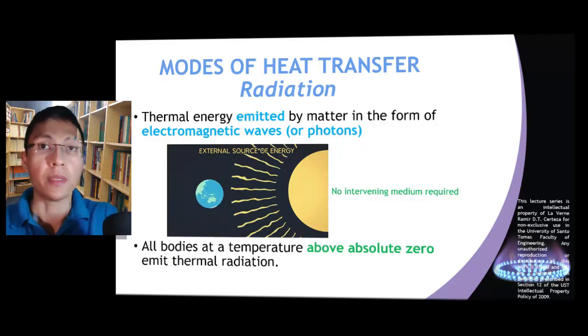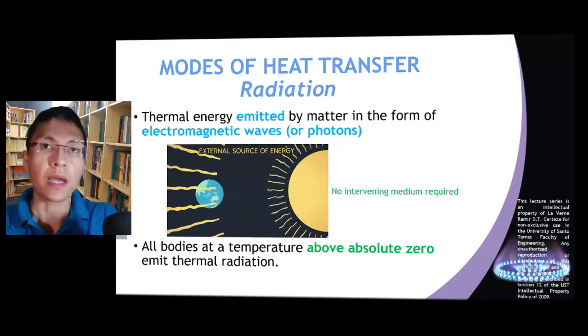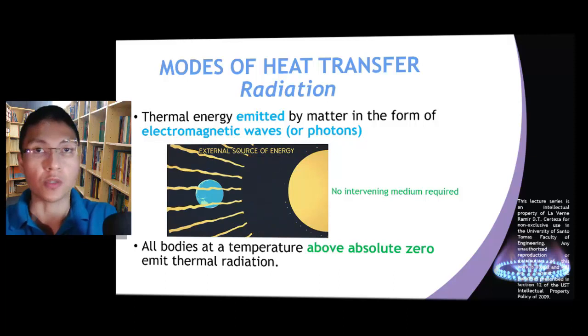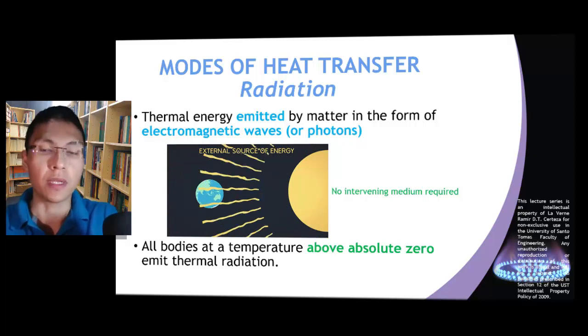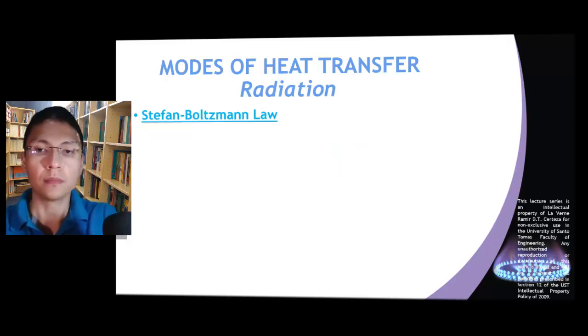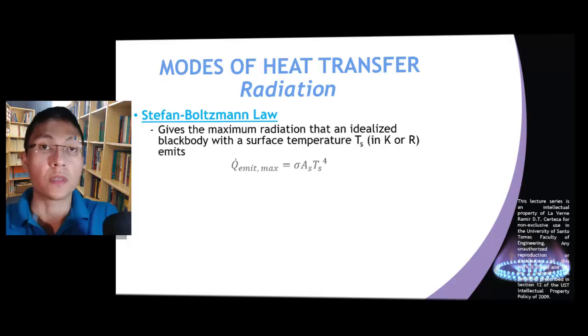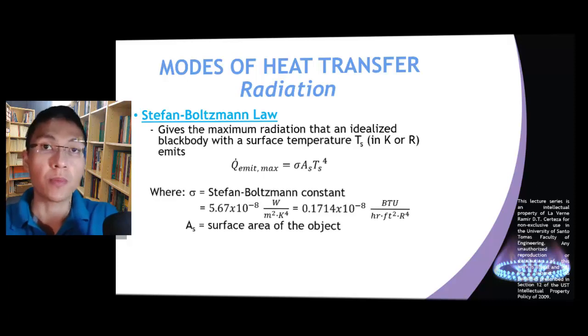The only requirement is for the body to have a temperature greater than the absolute zero temperature. This means that practically all living and non-living things emit radiation, although at varying degrees. The principle governing thermal radiation is the Stefan Boltzmann Law. This concept allows us to compute for the maximum rate of thermal energy that can be emitted by a black body at a certain surface temperature.